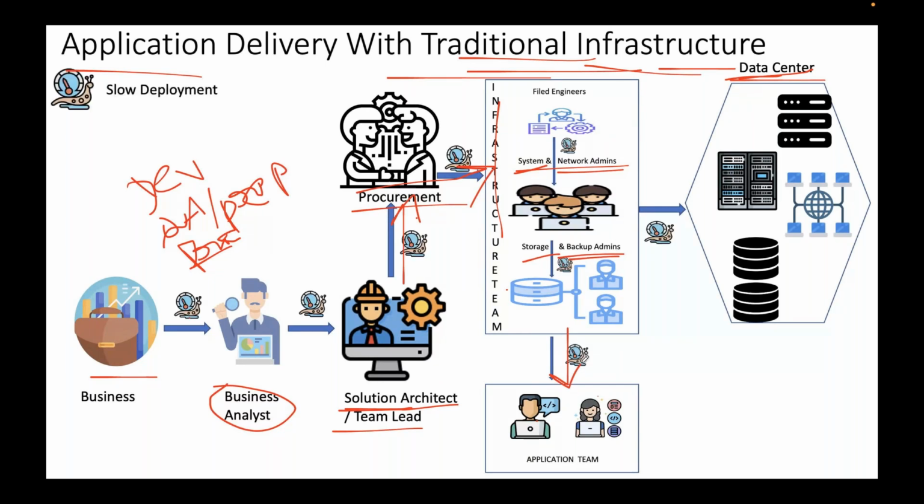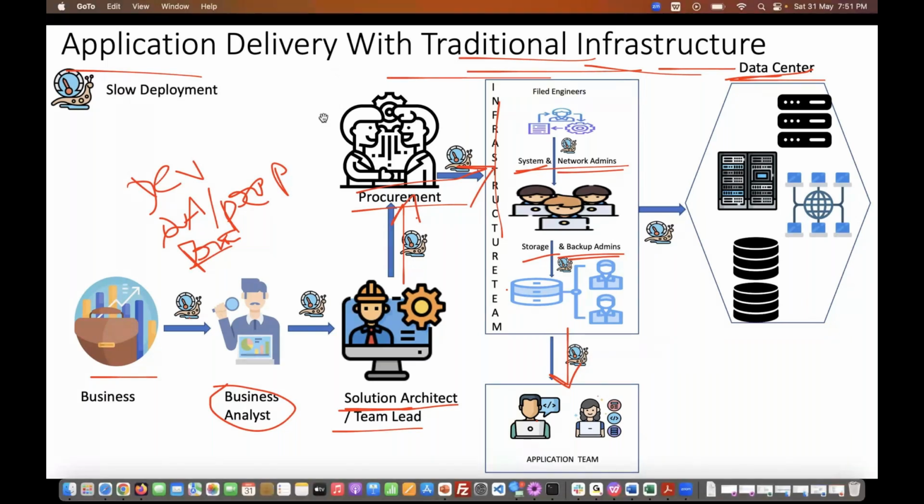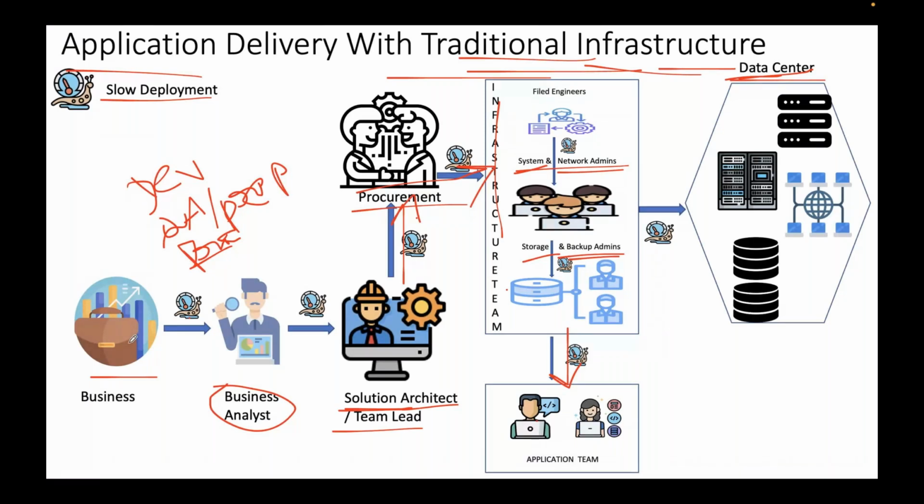But here some drawbacks are there. What are the drawbacks? Slow deployment. See, based on the business requirement, the business analysts are going to work with the solution architect team or leads. Again, they are going to work with the procurement team. This procurement team is going to work with this infrastructure team. The infrastructure team is going to create the infrastructure based on the requirement, and they are going to share it with the application team. So multiple approvals are there here, and it's a very slow process, right?